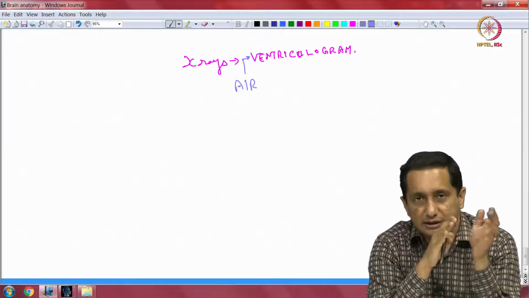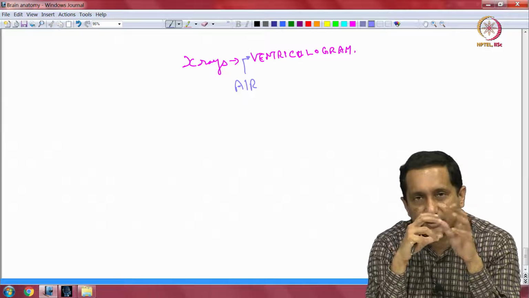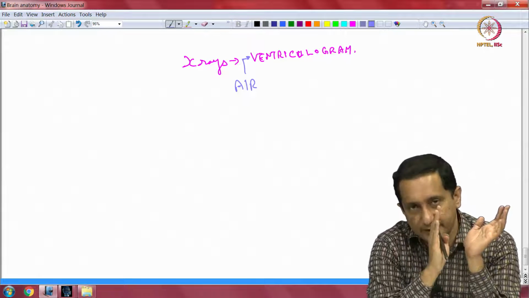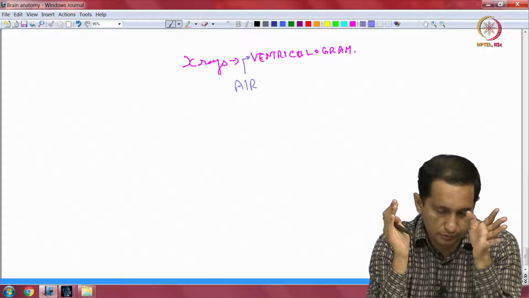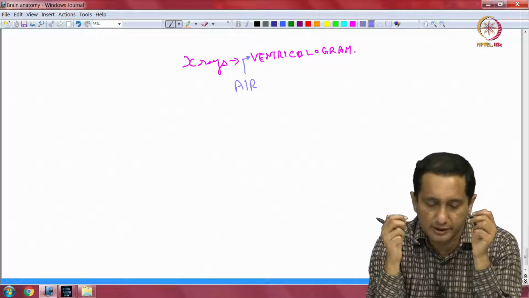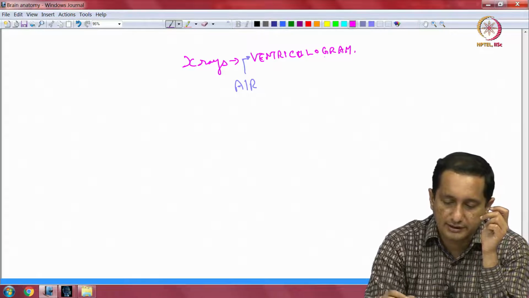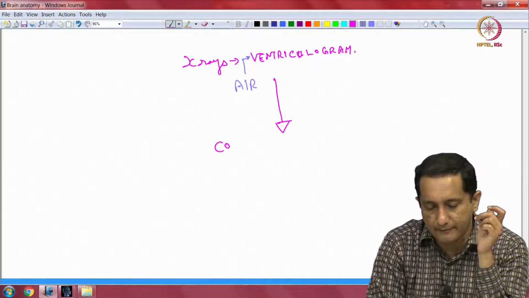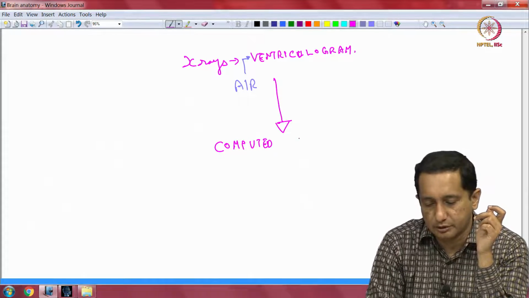You can infer whether there is a tumor sitting there which is distorting the ventricle, whether the ventricles are big, whether there is a shift. By which you could infer and maybe treat people. Now the next major advancement is computed tomography.